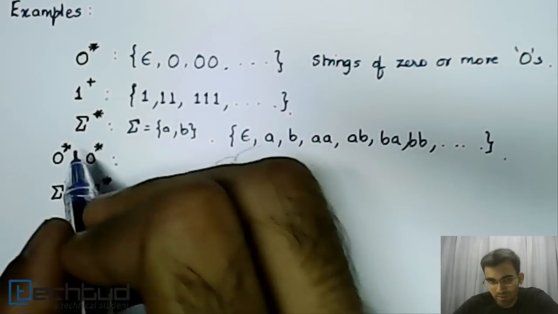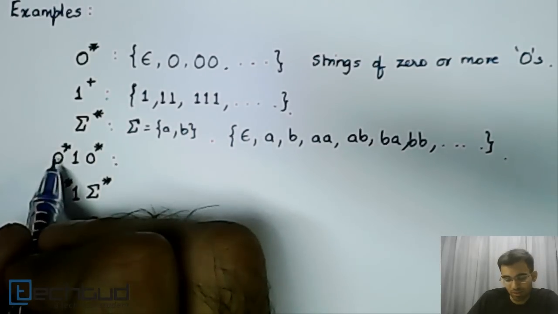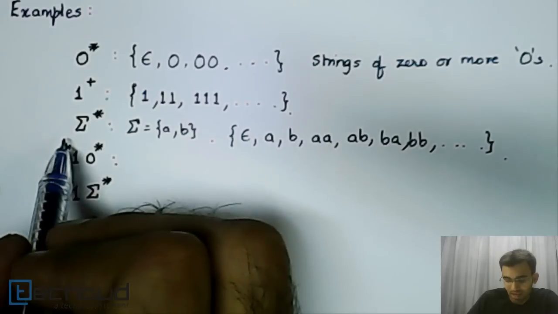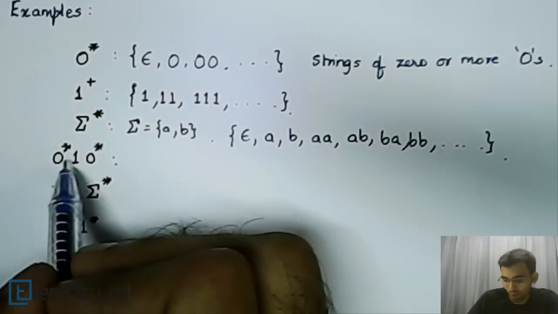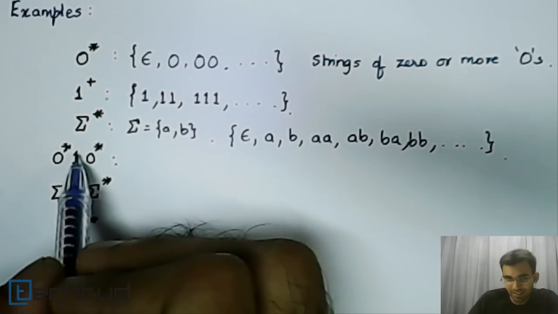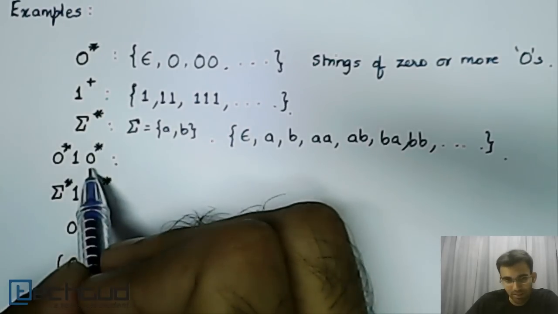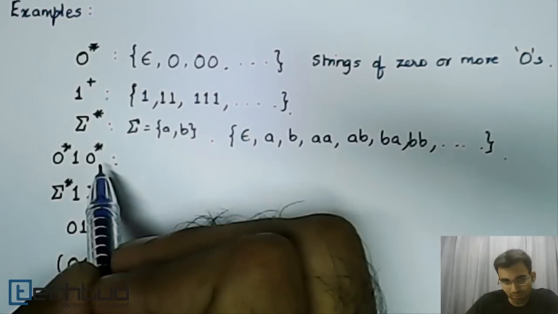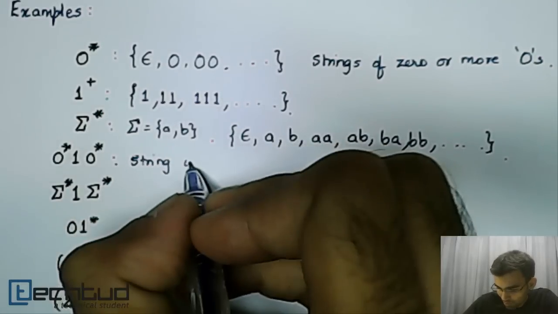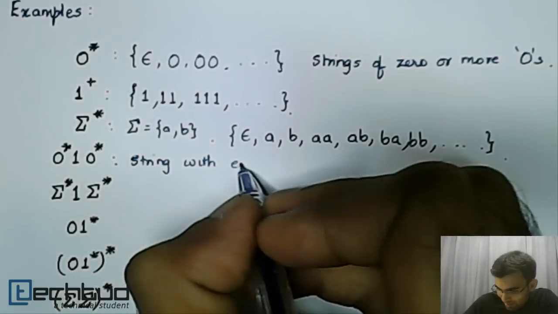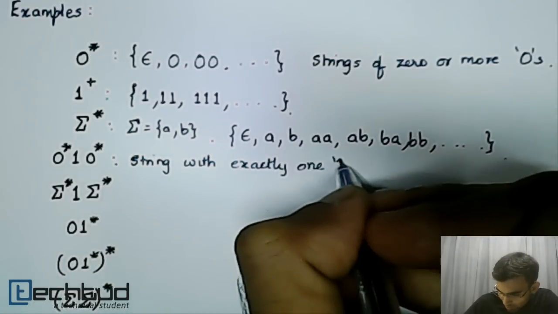Next, 0 star 1 0 star. Zero is a regular expression of a single symbol. Star indicates zero or more occurrences of the symbol 0, followed by exactly one symbol 1, followed by zero or more occurrences of 0. So it is a string with exactly one 1.